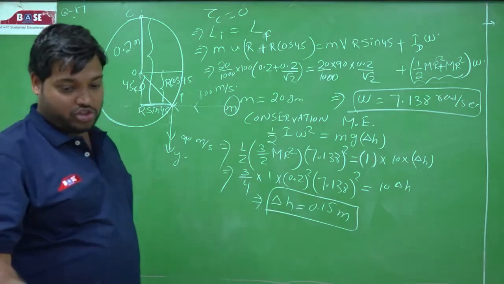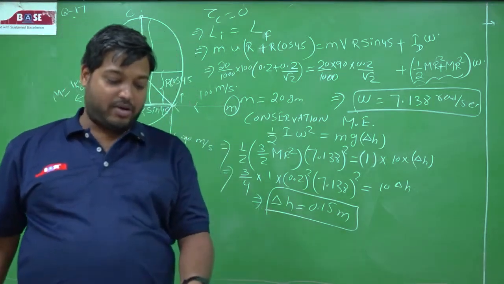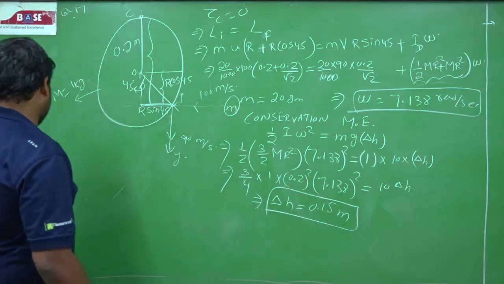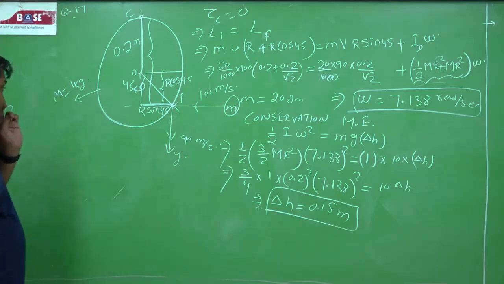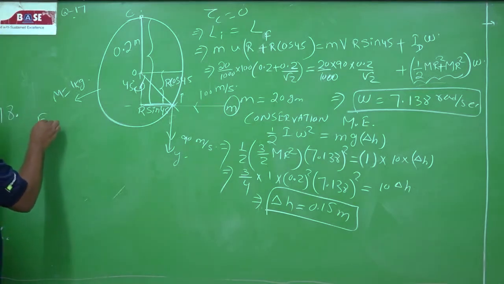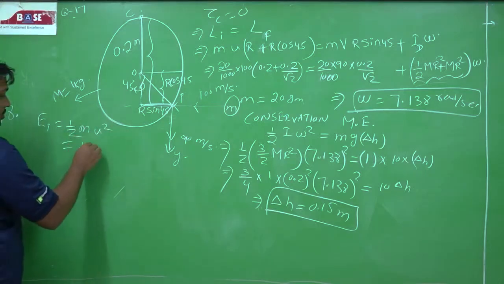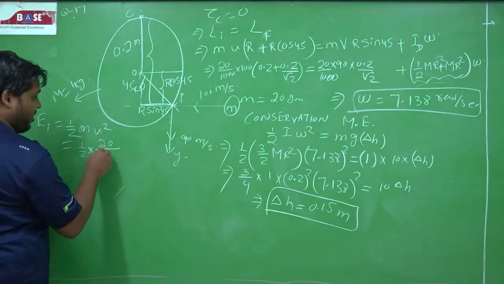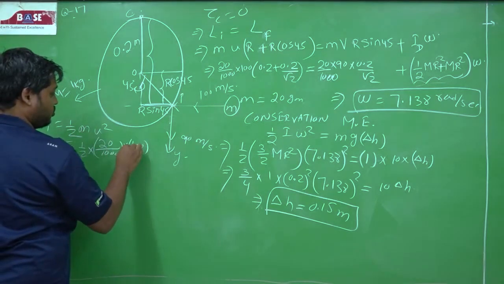Now I will go to the question number 18. Question number 18 is what? Find the amount of energy loss in the collisions. Now for question number 18, first we will calculate the initial energy. For the particle, initial energy is simply half mu square. So that will be half, m will be 20 gram is given, so 20 by 1000, u is given 100 square.